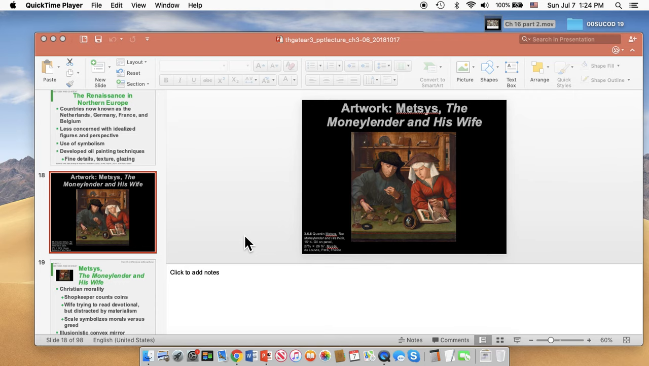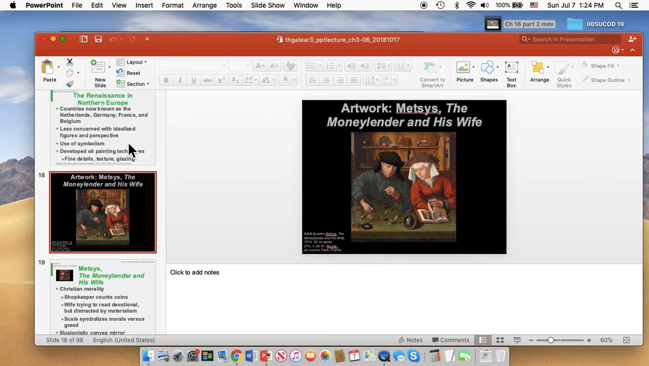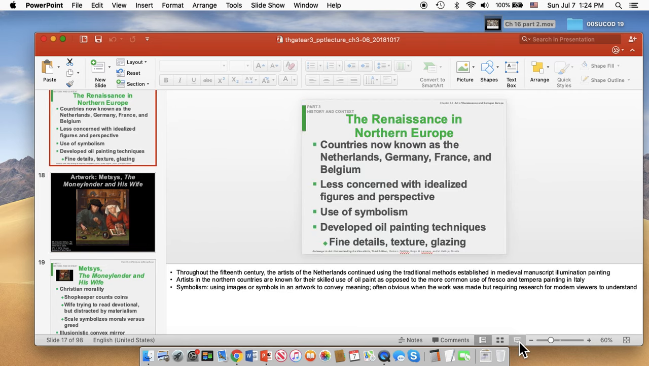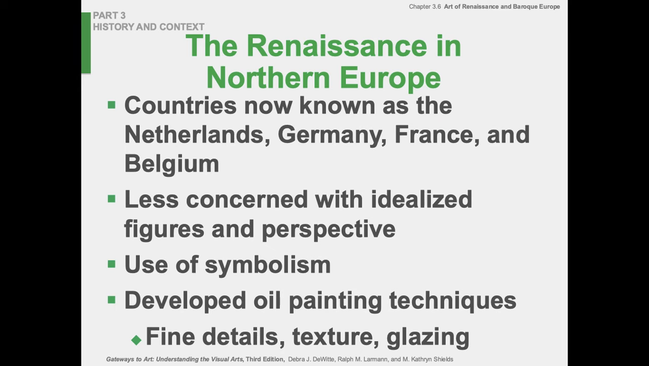Chapter 3.6 Renaissance, Part 2. So we're going to look at the Renaissance in Northern Europe. Some stylistic differences happen in the northern area. Again, Italy is the focus. So Northern Europe: Germany, France, Netherlands, Belgium.